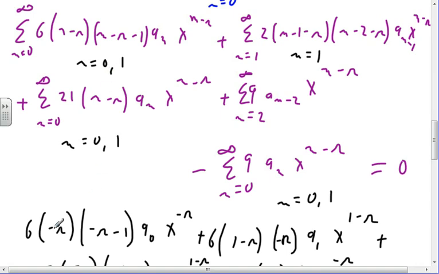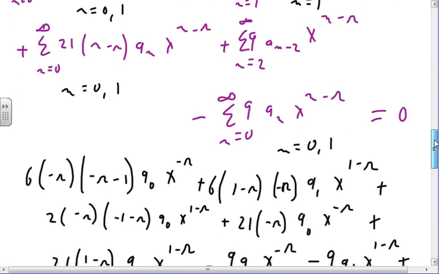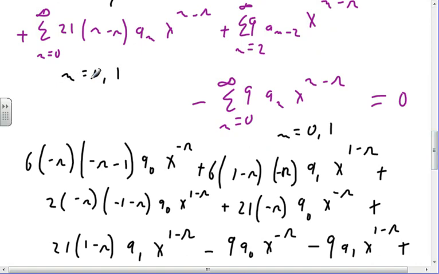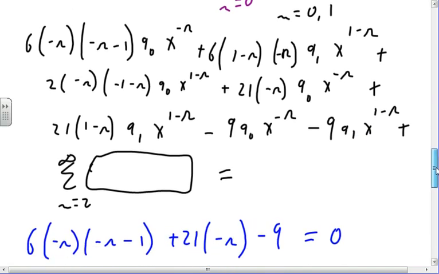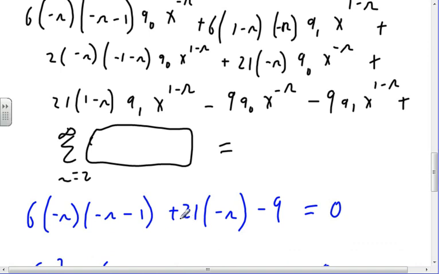n is equal to 0. 6 minus r times r minus 1, a0, blah, blah. n equals 1, we don't care. n is equal to 1, we really don't care. n is equal to 0. 21 minus r. 21 minus 1, blah, blah, blah. Okay. Minus 9, minus 9. 21.